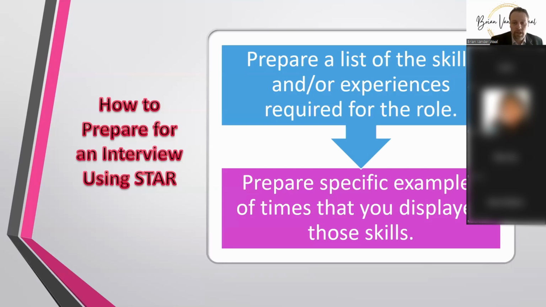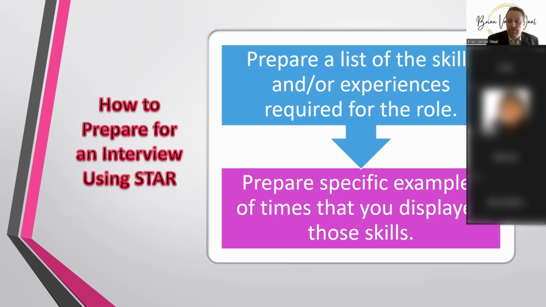Then consider specific examples of times that you displayed those skills. And within that, reflect on the situation, task, action, and result in each example. So as I already said, you can write the skills, experience, and knowledge components as headers in the Word document. You can then write your examples under these headers in the Word or Google document.